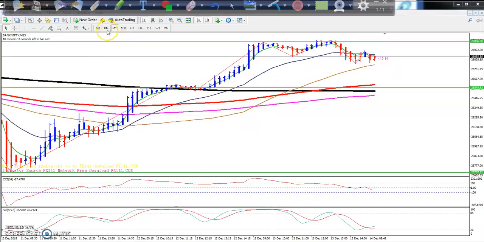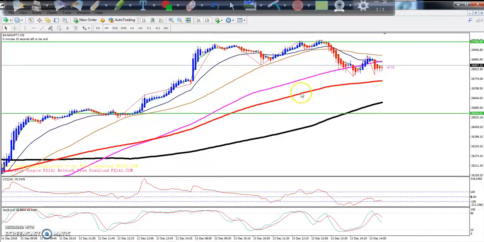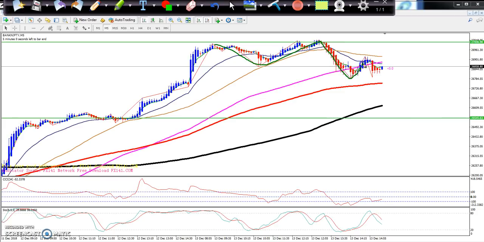If you see the small time frame, the 5 minute, here you can see they are running in this range only, and this is the resistance line. They will run like this in between the 150 moving average and the upper resistance.